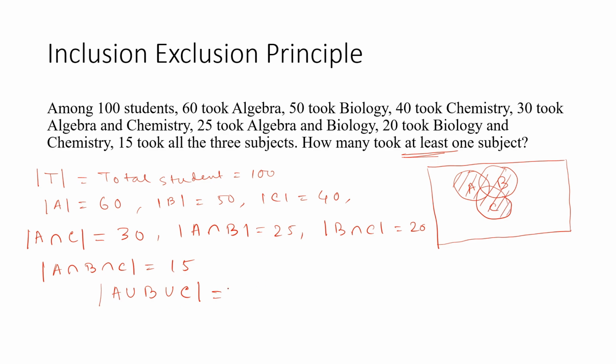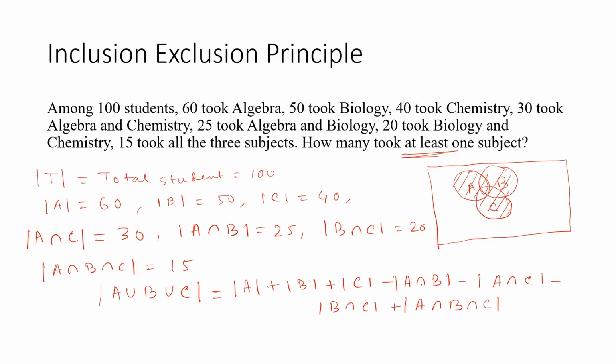Now, what is the formula? According to the inclusion-exclusion principle, the union of three sets is represented by the formula set A plus set B plus set C minus A intersection B minus A intersection C minus B intersection C plus A intersection B intersection C. We are subtracting the intersection of two sets because when we include the three sets A, B, C together, the common portion between two sets is already included there.